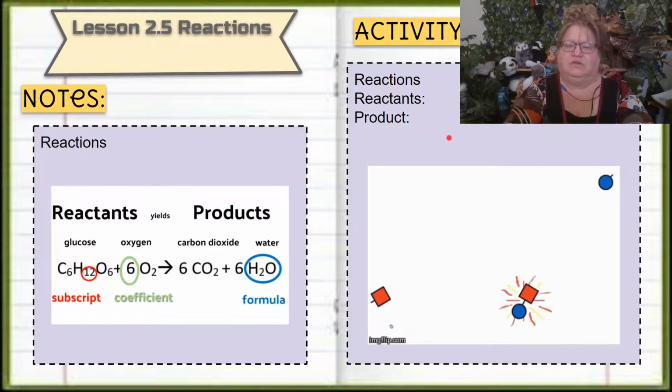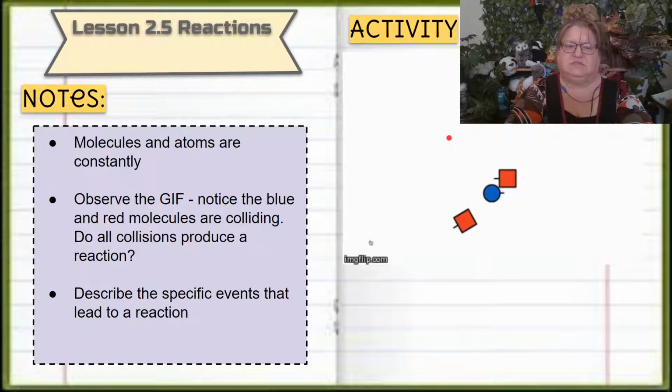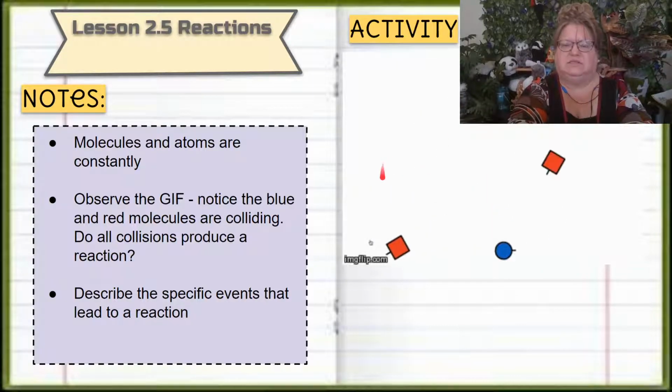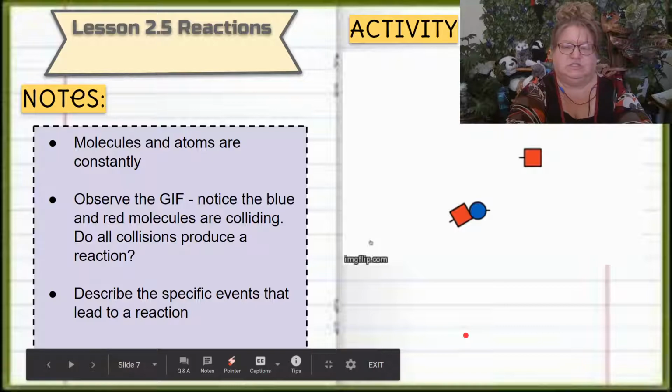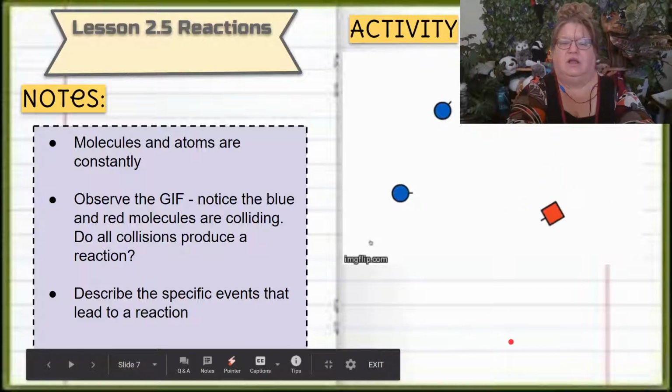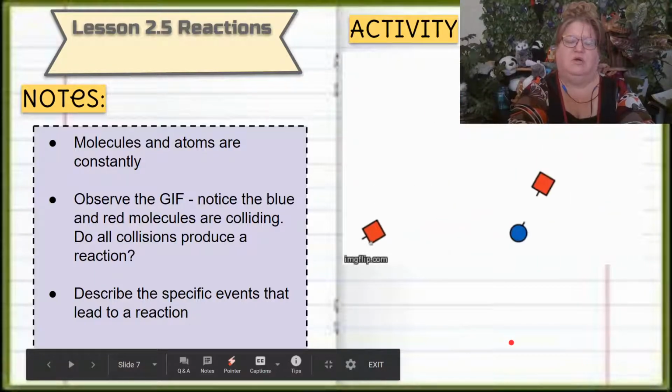And I want you to think about that in our next slide. Now, you know from previous science classes that molecules are always moving. Notice the blue circles and the red squares are just moving about. Increasing the temperature will change that. Think about that for a second.